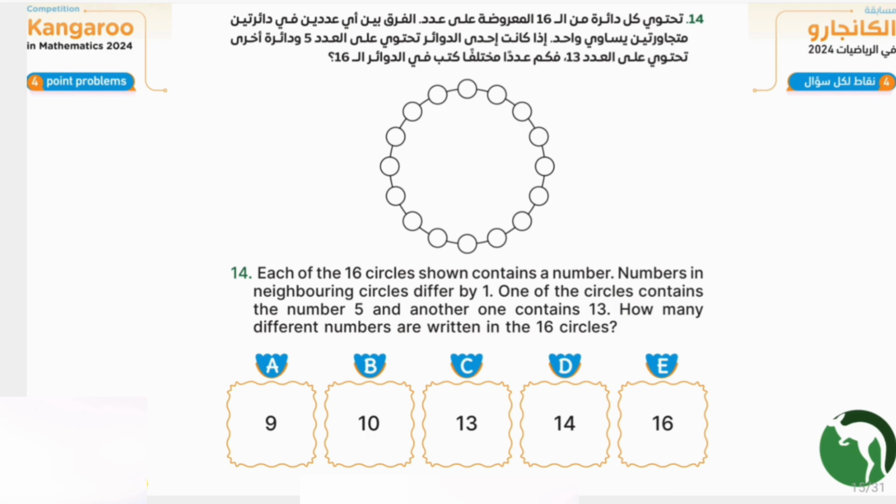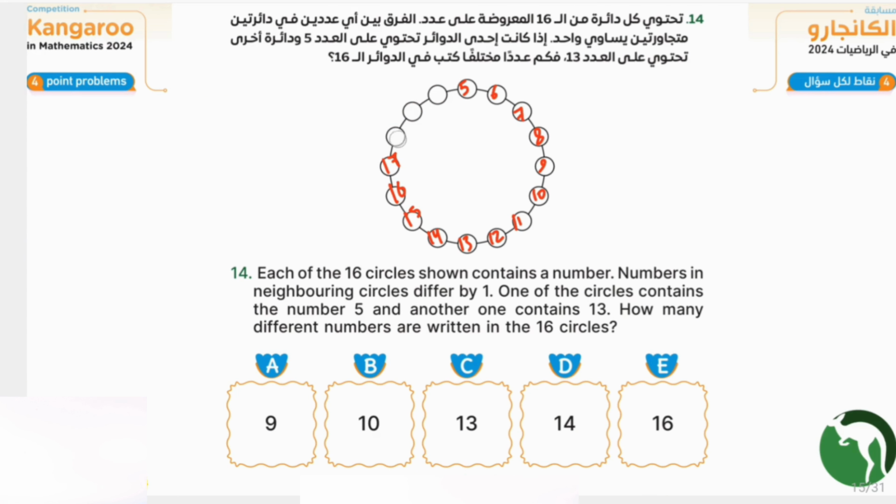Now we know that two of the circles, one of them contains 5 and the second one contains 13. So if I put 5 here and start counting 6, 7, 8, 9, 10, 11, 12, and 13. Now if we continue like 14, 15, 16, 17, 18, 19, and 20. Now if we notice here between these two, we have 5 as differs by 5, not by 1. So this one is not a correct answer.